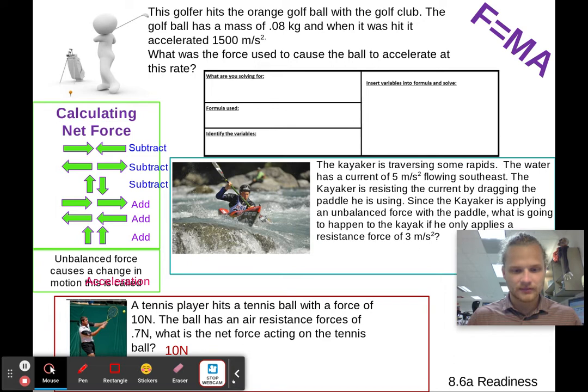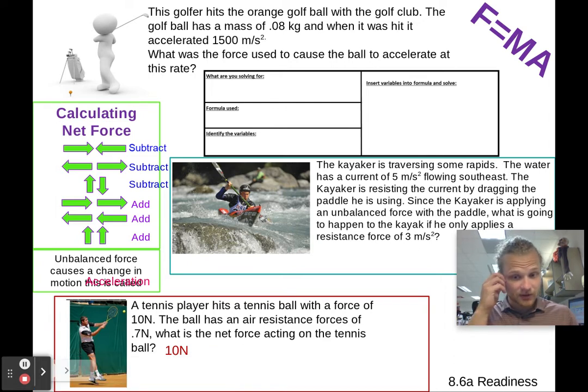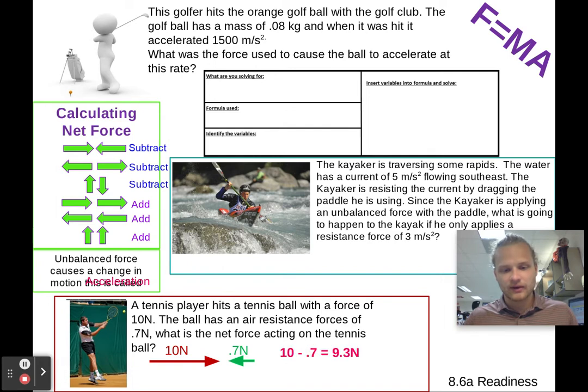So a tennis player hits a tennis ball with a force of 10 newtons. The ball has an air resistance force of 0.7 newtons. What is the net force acting on the tennis ball? Well, the tennis ball is being hit by the tennis racket, and then the air is the resistance, going in a different direction than the force of the racket hitting the ball, 10 newtons. So you got to subtract: 10 minus 0.7 gives us 9.3 newtons, which makes sense because the tennis ball should be going at a pretty decent speed after it gets hit.